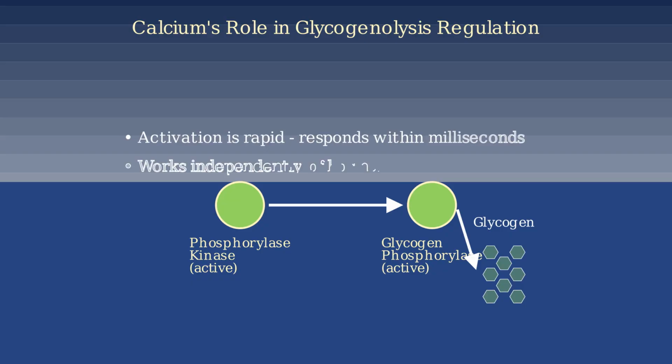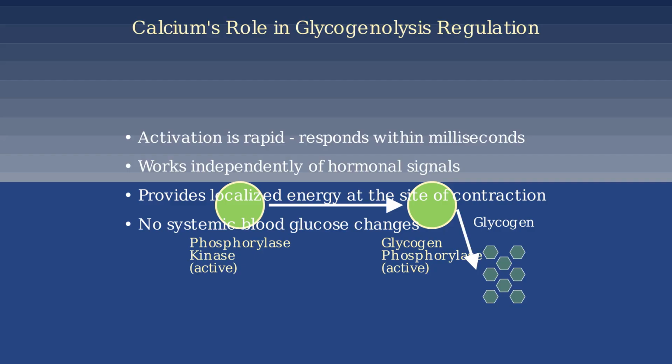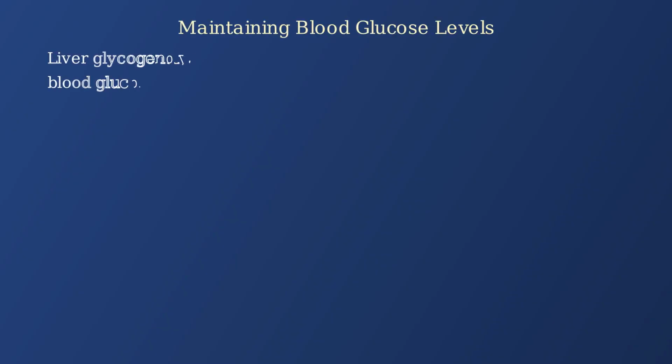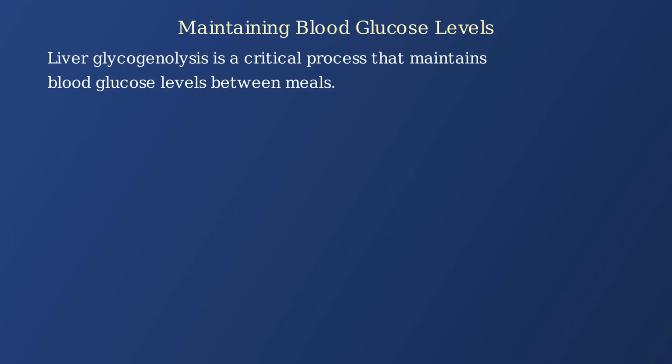This calcium-dependent regulation is rapid, operating within milliseconds, and functions independently of hormonal signals. It provides localized energy at the site of muscle contraction without causing systemic changes in blood glucose levels. Liver glycogenolysis is a critical process that maintains blood glucose levels between meals.